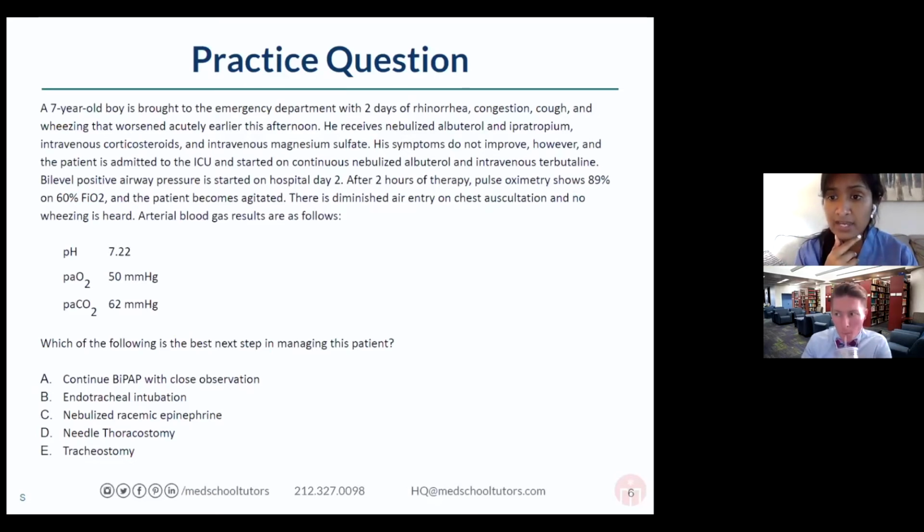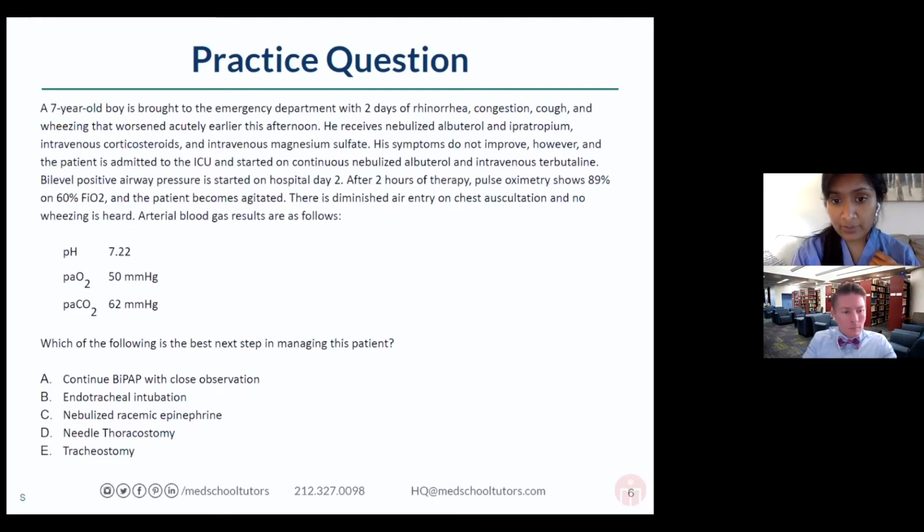Received nebulized albuterol and ipratropium, IV steroids, and IV magnesium sulfate. Okay, so based on all of this, this is already sort of telling me that the team is thinking about an asthma exacerbation, right? That's why they're giving him all of these sort of duonebs, steroids, etc. Okay. Symptoms do not improve, and patient is admitted to the ICU. Started on continuous nebulized albuterol and IV terbutaline. Okay, so basically they're describing a deteriorating picture, so continuing to get worse.